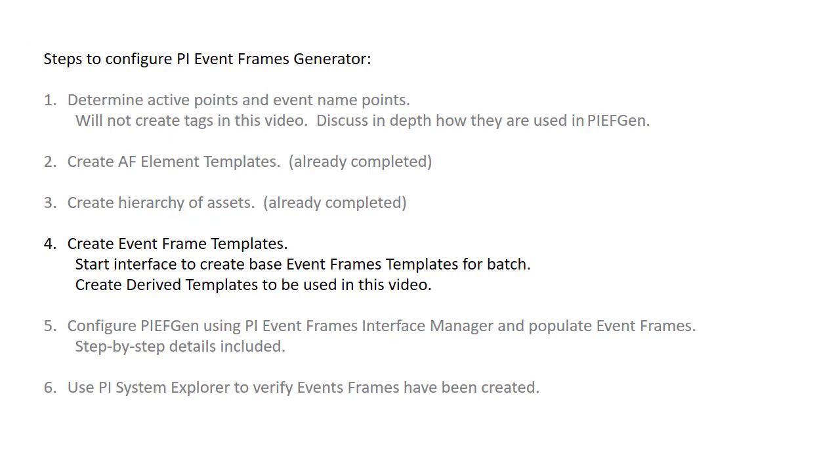Now that we've determined the active points and the event name points, we're going to for now skip the AF element templates and hierarchy of assets because those are going to be linked in the following video. Let's create the event frame templates. So let's start by hopping into our system and create the default templates by starting up the interface for the first time, and then we'll create the derived templates.